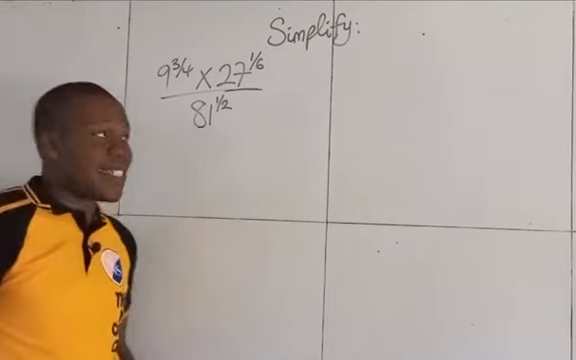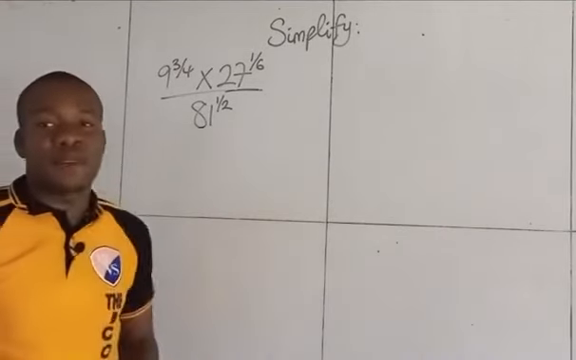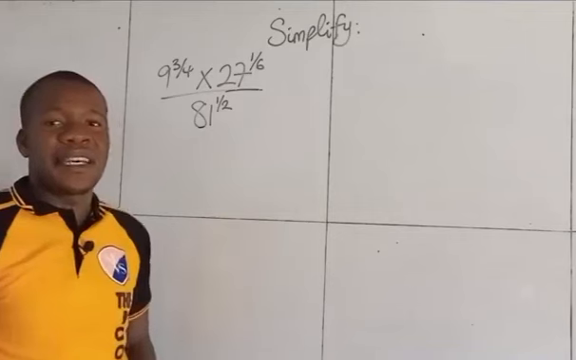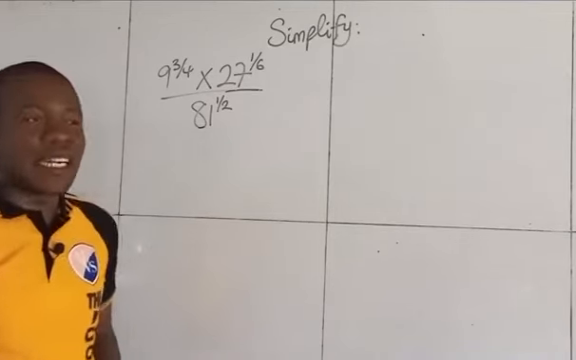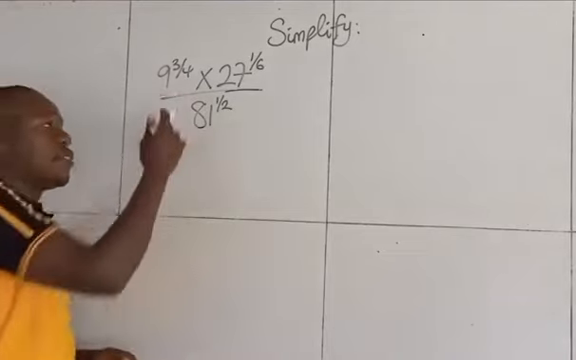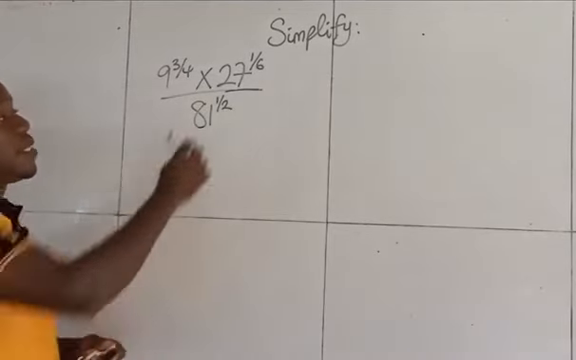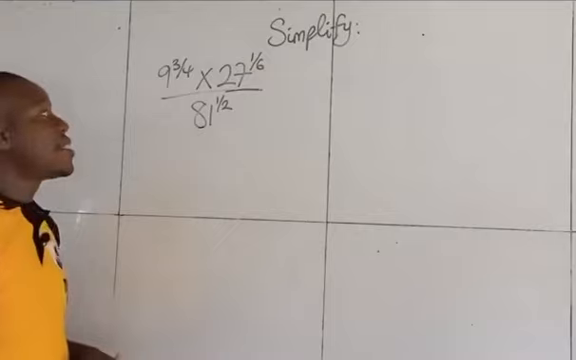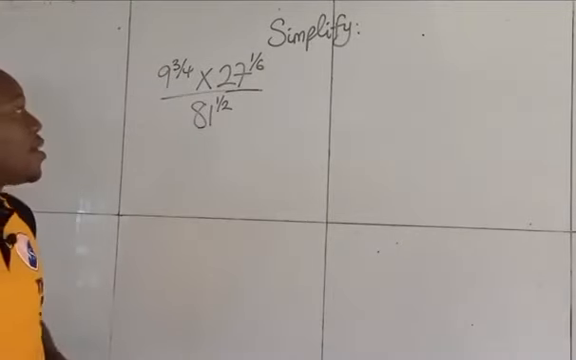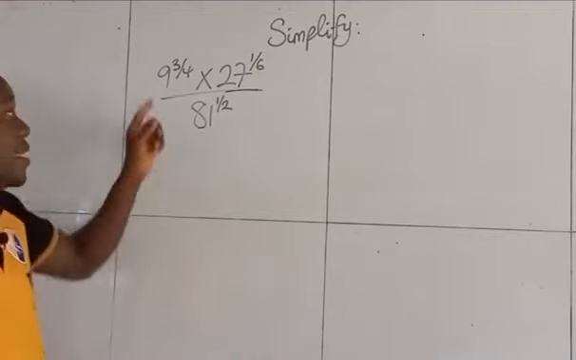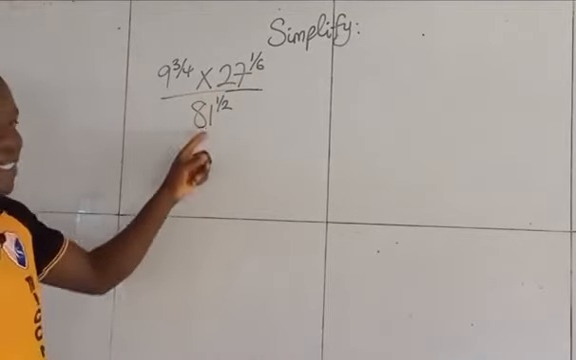Today, we want to simplify problems that involve powers by applying the laws of indices we have learned in the previous class. So we have 9 to the power of 3 over 4 times 27 to the power of 1 over 6, all over 81 to the power of 1 over 2. I want you to notice the bases clearly: 9, 27, and 81.